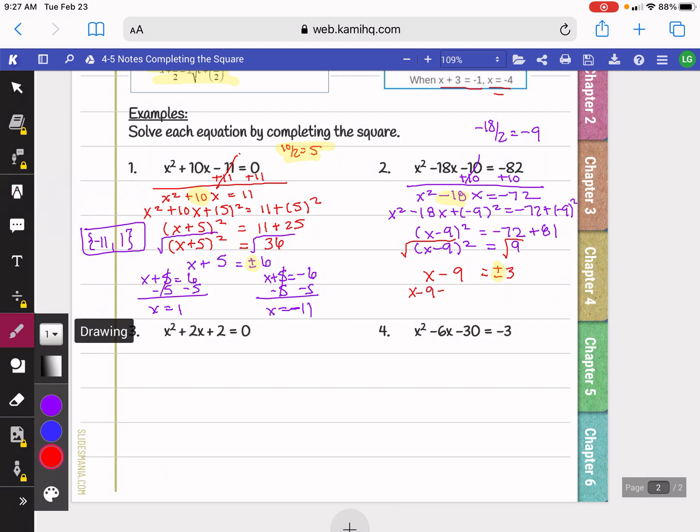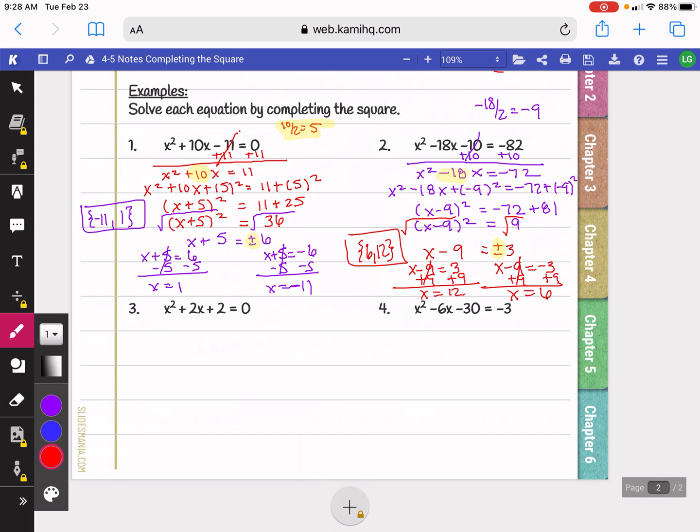So I have x − 9 equals positive 3, and x − 9 equals negative 3. And then I can solve for x. So my two solutions here are 12 and 6. I like to write it in a set from lowest to highest, so I would write 6 and 12. But 12 and 6 is also fine, or correct.